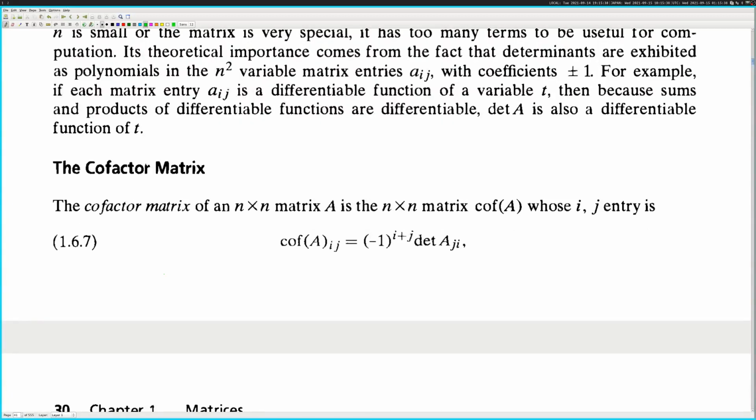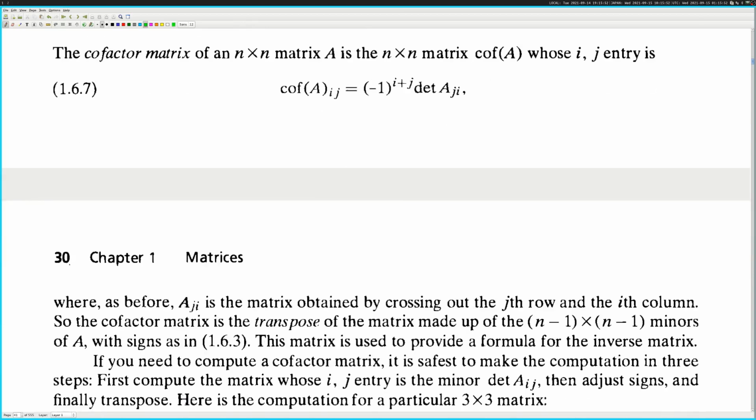The cofactor matrix of an n by n matrix A is the n by n matrix cof A, whose ij entry is cof A_ij equal to (-1)^(i+j) times the determinant of A_ji, where, as before, A_ji is obtained by crossing out the jth row and ith column. So the cofactor matrix is the transpose of the matrix made up of the n-1 by n-1 minors. I noticed the ij becomes ji.